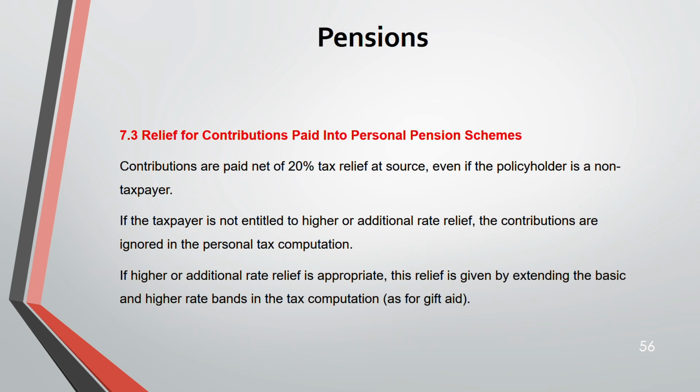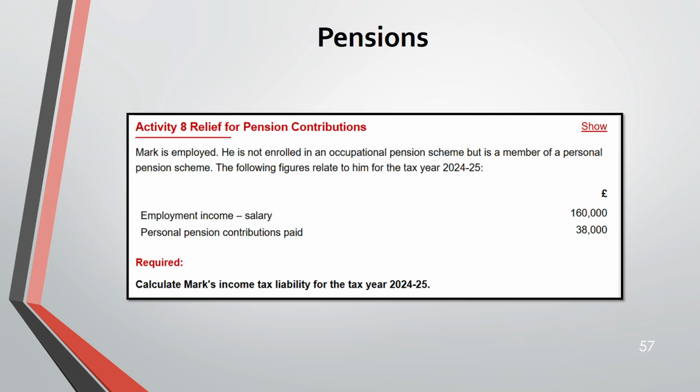So for any contribution into a personal pension scheme, remember, you are always given the net figure. You have to gross it up, the same way as for gift aid donations. Then add the amount to the basic or higher rate band. It works the same way as gift aid. So this is activity 8: how do we get the relief for a personal pension? Now let us solve activity 8.